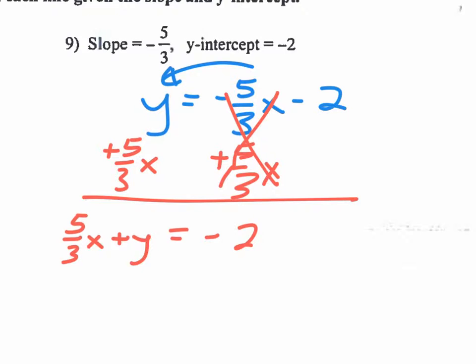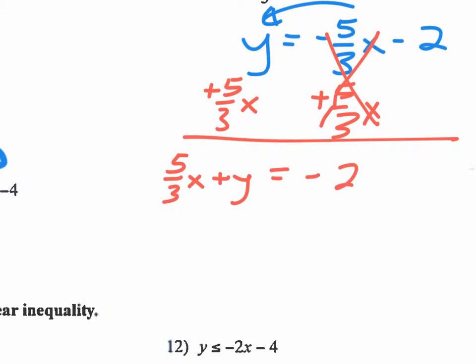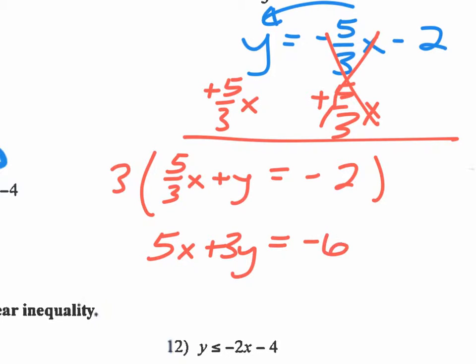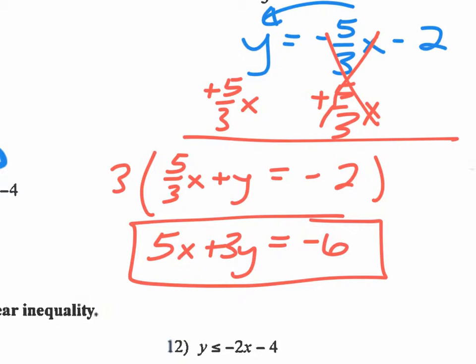But that's not standard form. Standard form has no fractions. So what I need to do is multiply this entire equation by 3. And then I would get 5x plus 3y equals -6. And there is my equation.